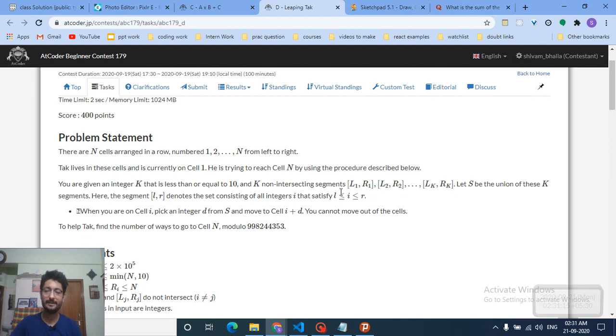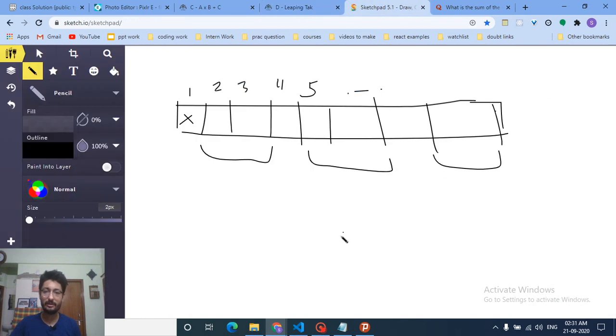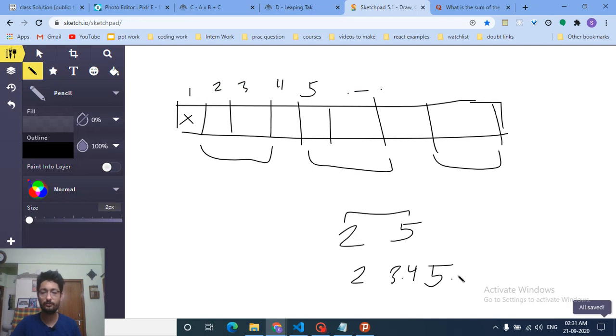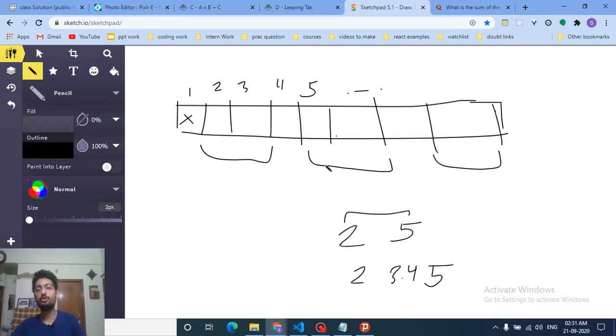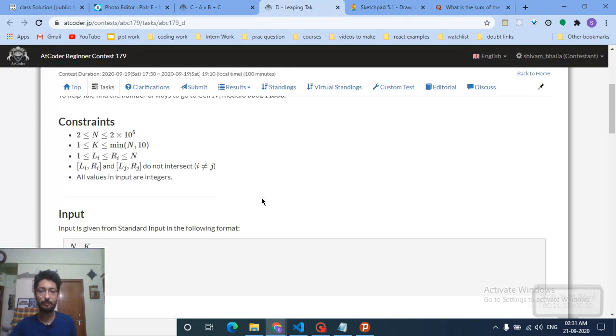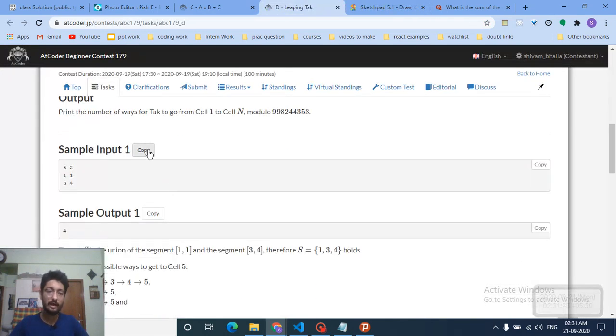So if the segment is from 2 to 5, then the segment contains the values 2, 3, 4 and 5. It will consider all the values. Obviously, if the segment is from 2 to 5, it will contain the values 2, 3, 4 and 5. Now when you are on a cell I, you can pick any integer D from S. S means the union.